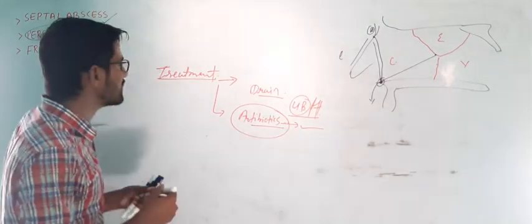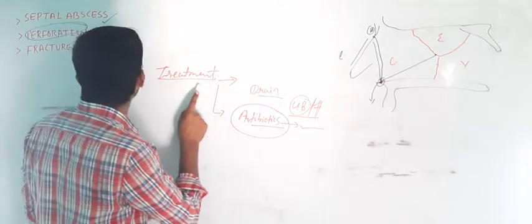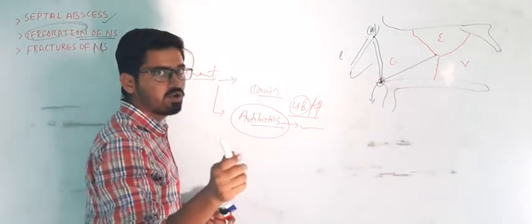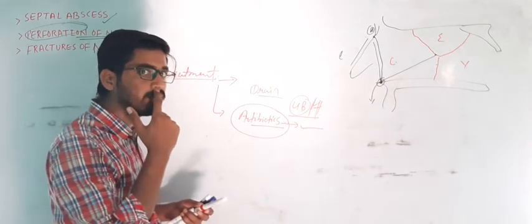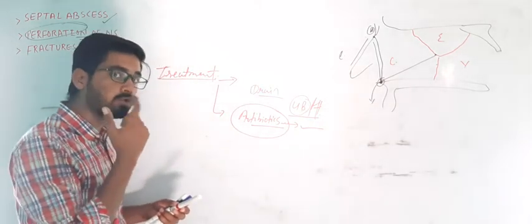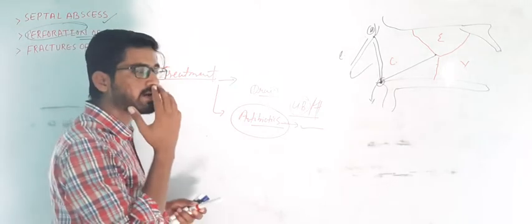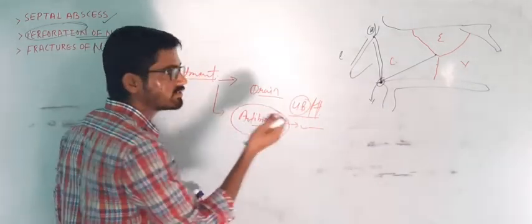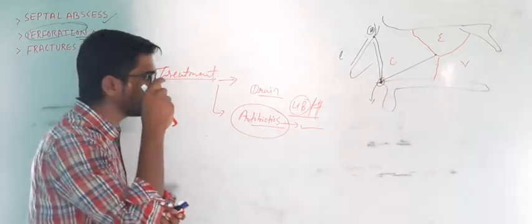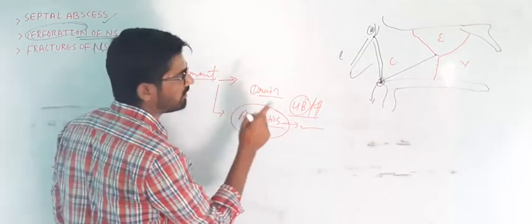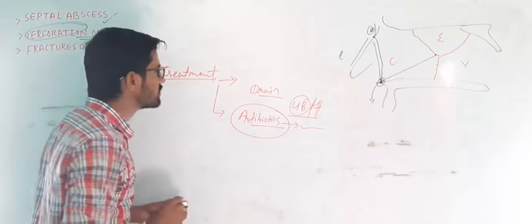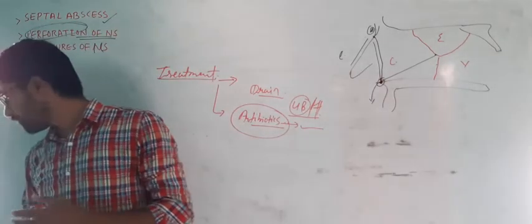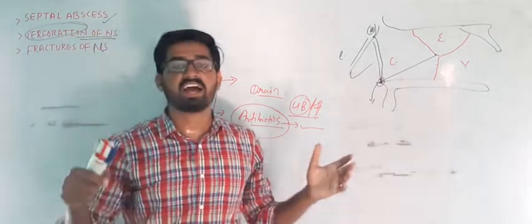If the examiner asks what is the treatment of septal hematoma, you tell him, sir, it should be drained, and the incision is made along the floor of the nose or nasal cavity. We have to pack the nose for 48 hours to prevent reaccumulation, and antibiotics should be given. These are all the things I wanted to explain.